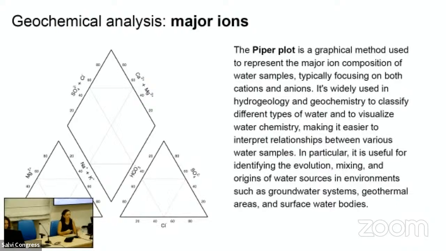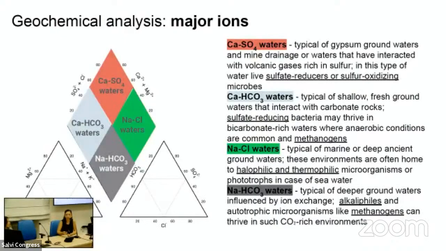Basically, I just reported the plot that maybe you already know. This is a Piper plot that basically tells us the different waters based on their interaction with the rocks. So, for example, when you see calcium sulfate waters, you can say that are typical, for example, of gypsum groundwaters or mine drainage, or waters that have interacted with volcanic gases or that are rich in sulfur.